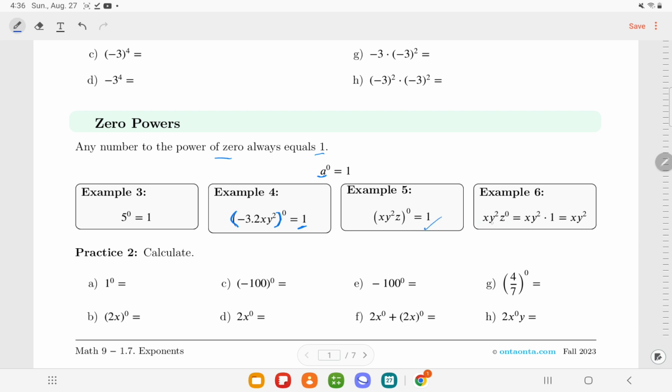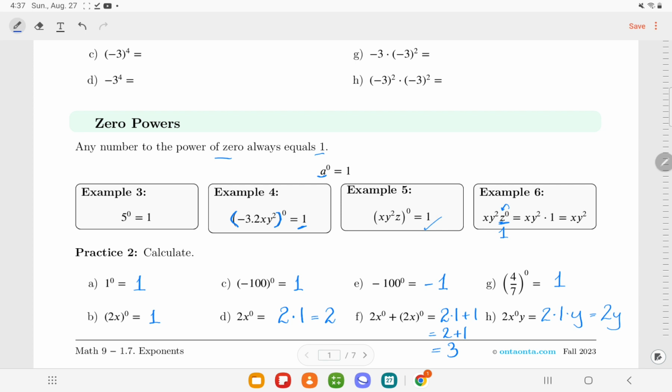We have x times y squared times z to exponent 0. In this case, only z is taken to exponent 0. So that exponent only applies to z. Anything to exponent 0 is 1. So we end up with x times y squared times 1. Okay, complete practice 2.